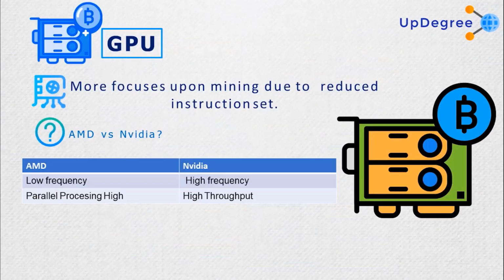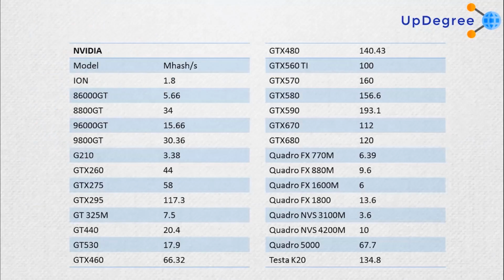Those are some of the ones getting used. So what is GPU? It's more focused on mining due to reduced instruction cost. You have AMD and NVIDIA, so basically you have a comparison and you can choose your GPU. Primarily this is more used for Bitcoin mining. You have these models and the hash speed. The Tesla K20 actually comes with 134.8 M hash per second, and you have something like the GTX 590 that I have used.